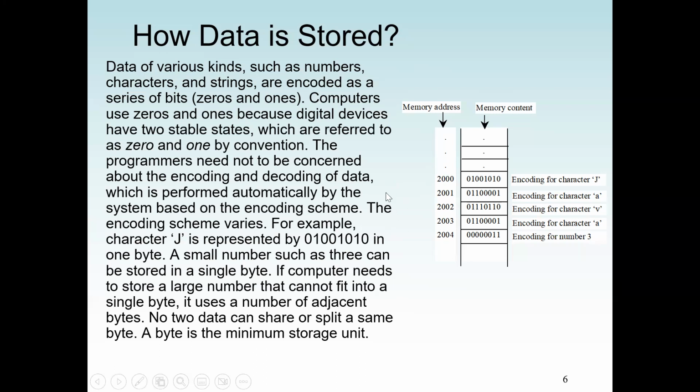How do we convert, for example, a decimal number system to binary? We also have hexadecimal and so on. The programmers, again, need not be concerned about the coding and decoding, which is performed automatically by the system based on the coding scheme. For example, if I type the character J in the computer system, it will be represented as 01001010. It's 8 bits. In a computer system, one unit of information we call a byte. A byte consists of 8 bits.